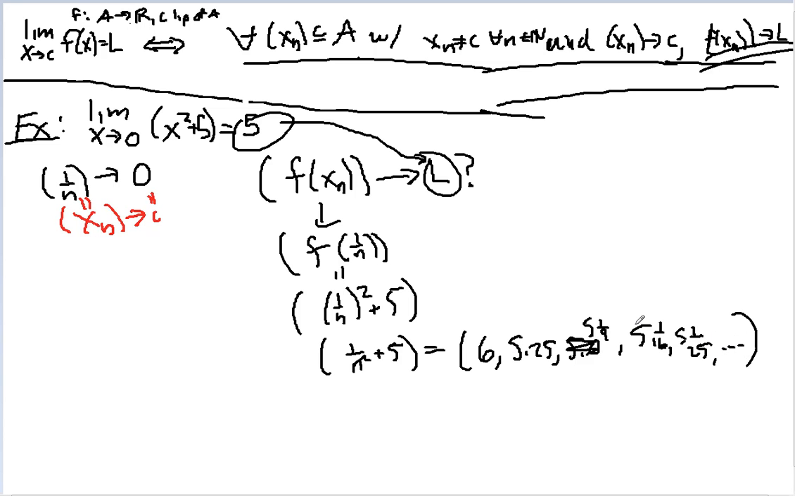And you might think to yourself, what is this converging to? You can pretty clearly see this is converging to 5. As n goes really big, the 1 over n squared is going to go to 0, and the 5 is just stuck.